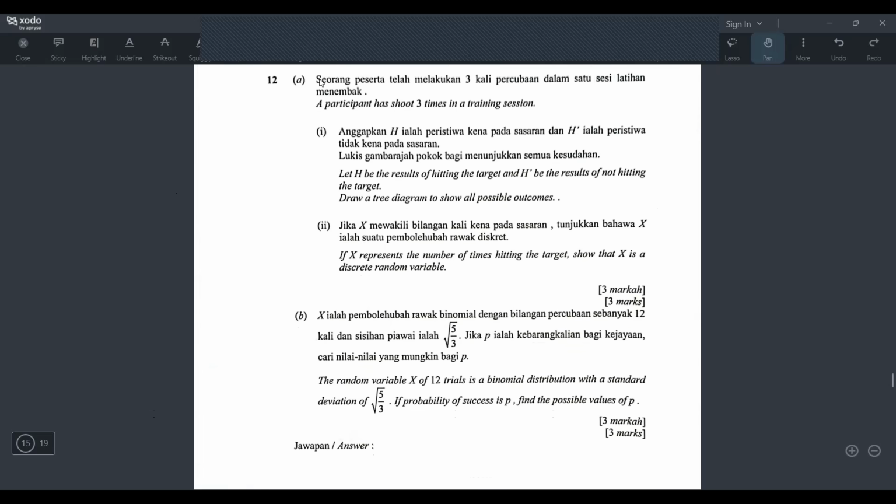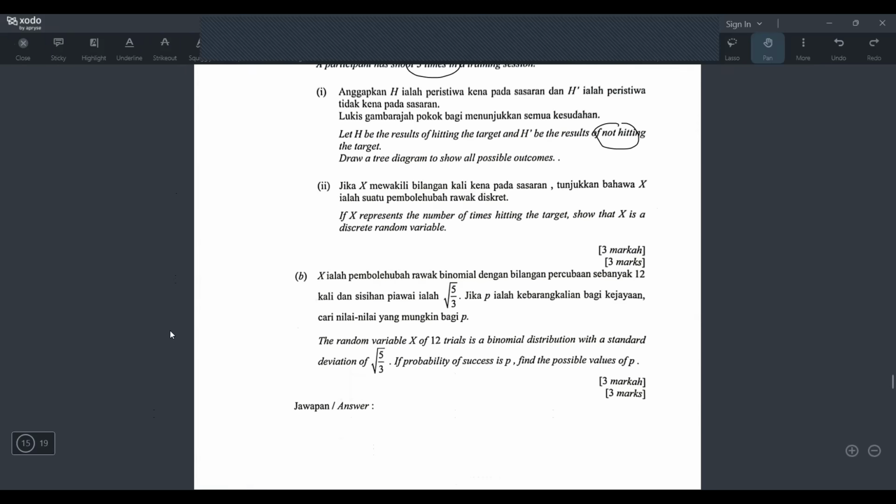Okay, let's continue with number 12. A participant shoots 3 times in a training session. Let H be the results of hitting the target. So H is hitting, and then H prime be the results of not hitting. Draw a tree diagram to show all the possible outcomes. All right, I think it's very straightforward. They just want you to draw a tree diagram.